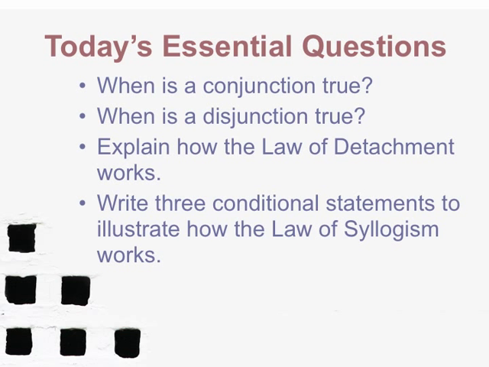Law of detachment. Remember, that's the one where one conditional statement is given. If P, then Q. We find out P is true, so necessarily Q must be true. And the law of syllogism. That's the law that says if you have two conditional statements where the hypothesis of the second statement is really the conclusion of the first, then you can shrink down those two statements to form a third conclusion statement.